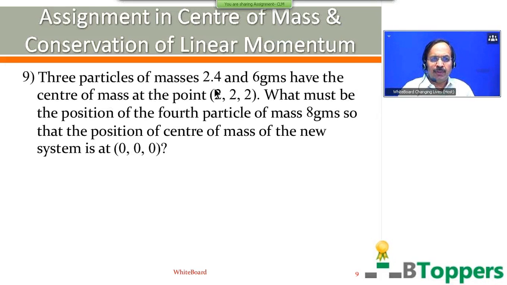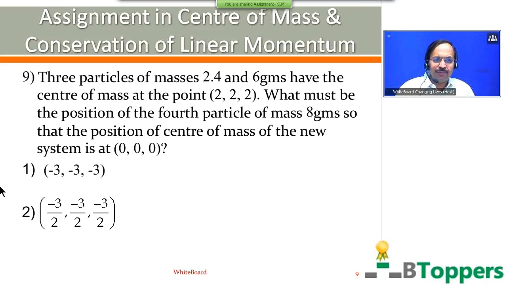3 particles of masses 2, 4 and 6 grams have the center of mass at the point (2, 2, 2). What must be the position of the fourth particle of mass 8 grams so that the center of mass of the new system is at (0, 0, 0)? Come on, try the question.